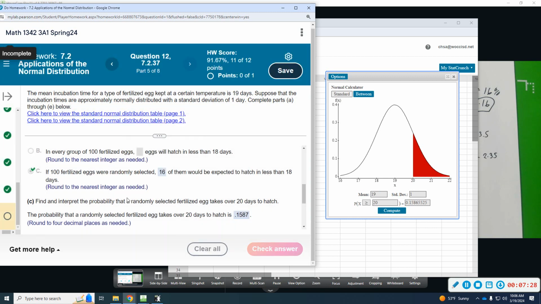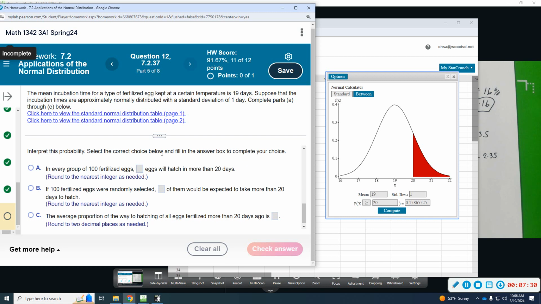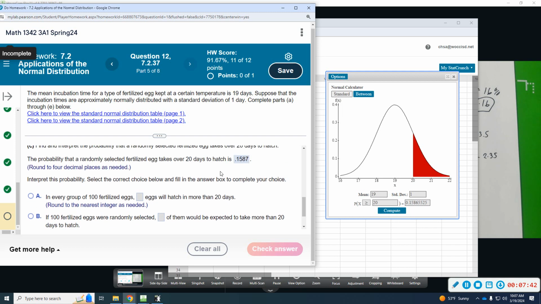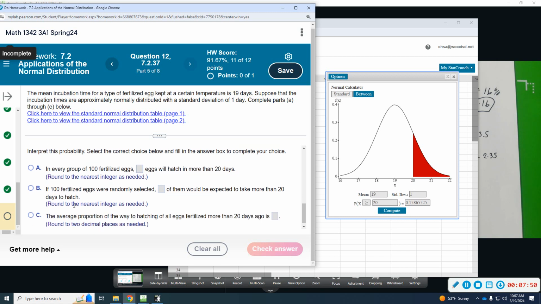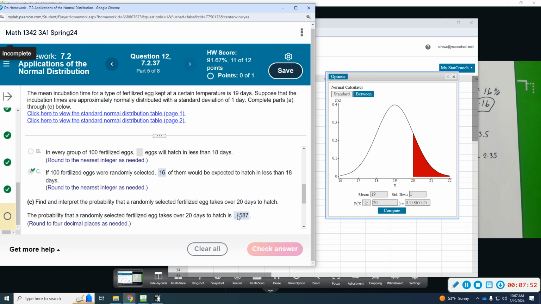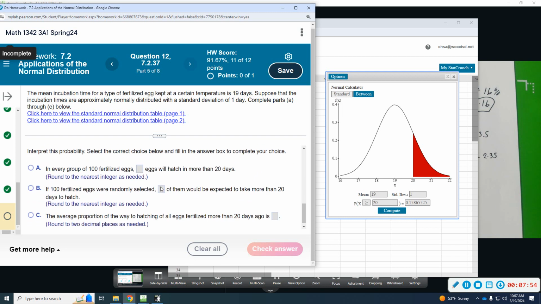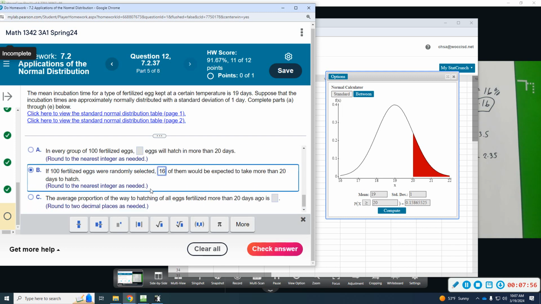And then when we go to interpret this, if 100 fertilized eggs are randomly selected, blank of them would be expected to take more than 20 days. This is the one we're looking for. If I multiply that times 100, I move the decimal place 2 times to the right. That would give me 15.8. But what they want us to do is round to the nearest whole number, so that's going to round up to 16. We're still going to get the same number rounded, 16.